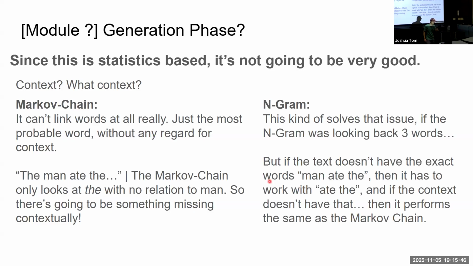And then for n-gram, you can kind of go back, look through the text and say, hey, how many times does ate the appear? Or how many times does man ate the? But if that doesn't appear in the text enough, we don't get enough context.